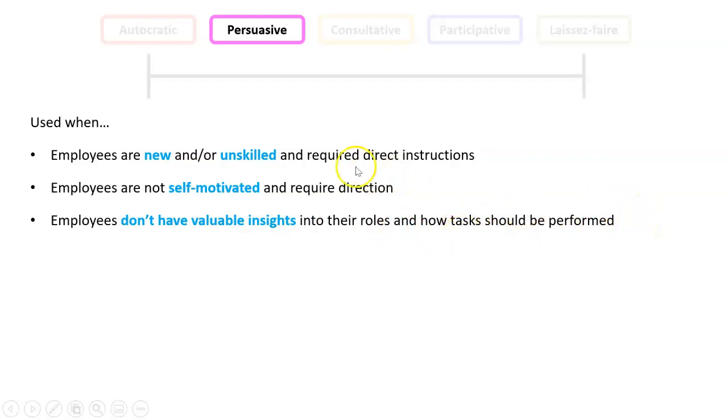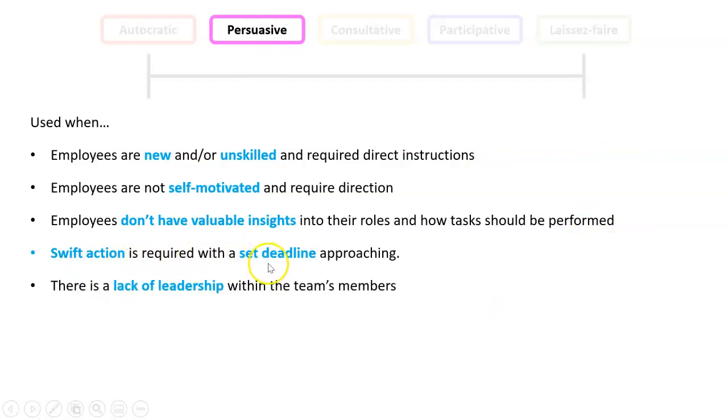They just need someone to either be an autocrat or persuasive. Sell them on what to do. Like autocratic, it's really good to use when there's swift action with a set deadline and when there's a lack of leadership within the team.